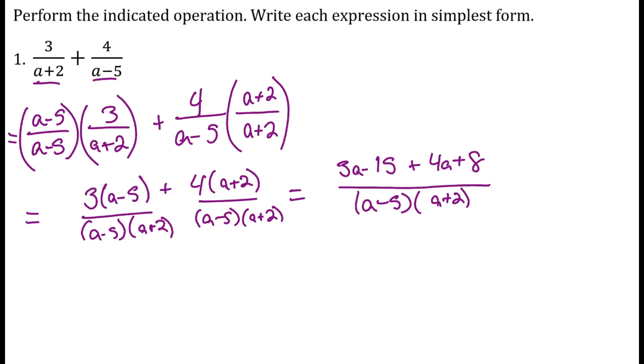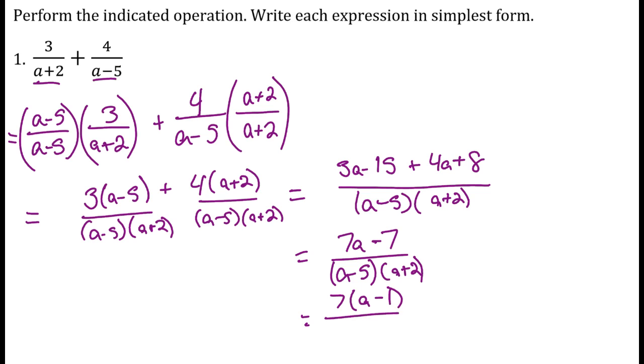Do not start distributing that denominator, because maybe I can have a factor in the numerator that I'll cancel out. I don't know yet if that's going to happen, but it could. So 3a and 4a gives me 7a, minus 15 plus 8 is negative 7, divided by a minus 5 times a plus 2. Notice that I have a GCF of 7 in the numerator, so I'm going to want to factor that out. And this leaves me with my final expression. This expression is equivalent to that original expression that we started with.